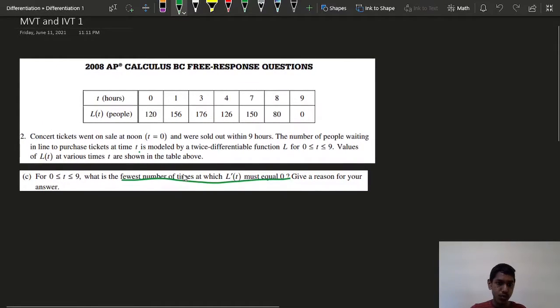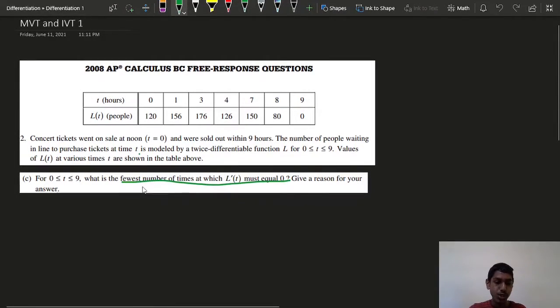So first, I think it's important that when you're approaching a problem that you don't know what to do immediately after reading, you take some time and just start writing things down. Start writing things down that may or may not be relevant. So over here, what's the fewest number of times at which L prime of t must equal 0?